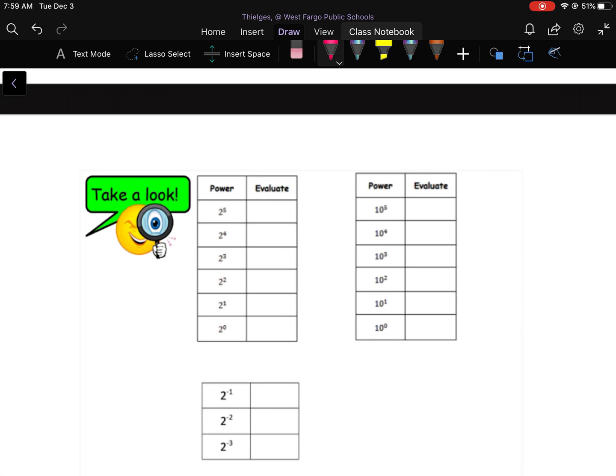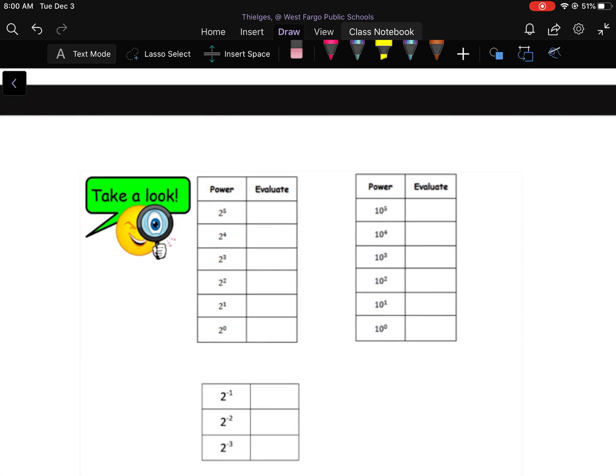So grab a calculator and figure these out, or just do repeated multiplication. We've got 2 to the 5th power, which is 32. 2 to the 4th power, which is 16. 2 to the 3rd power, which is 8. 2 squared is 4. 2 to the 1st power is 2. So if you notice, I'm decreasing by dividing by 2, right? So if that's the case, what do you think it's going to be when I take 2 divided by 2 to get to 2 to the 0 power?